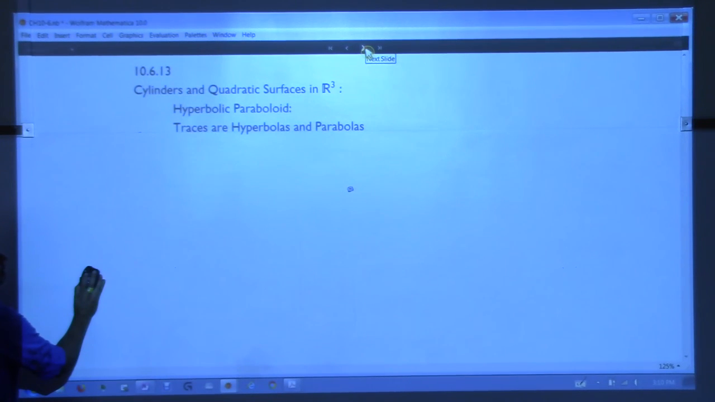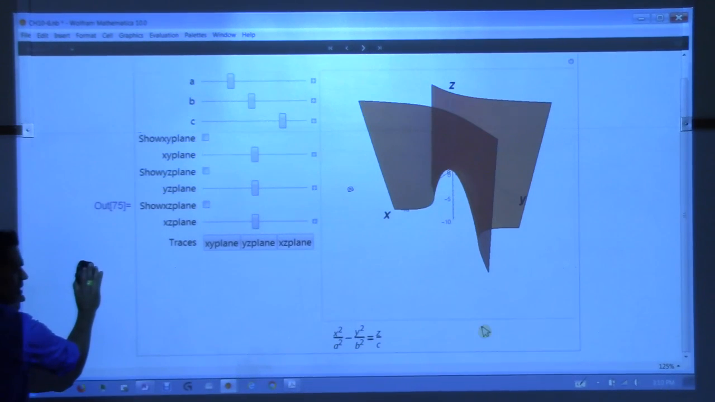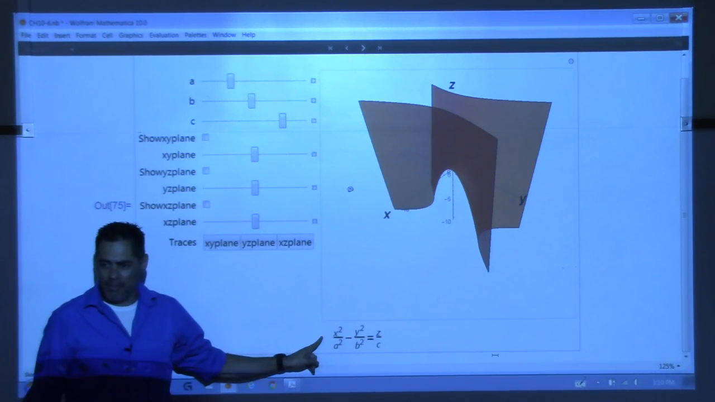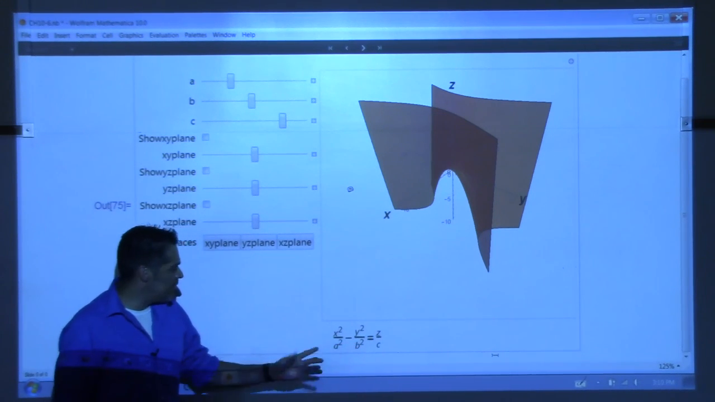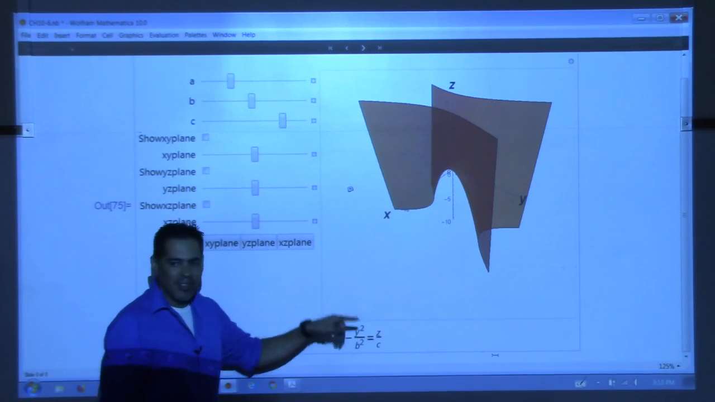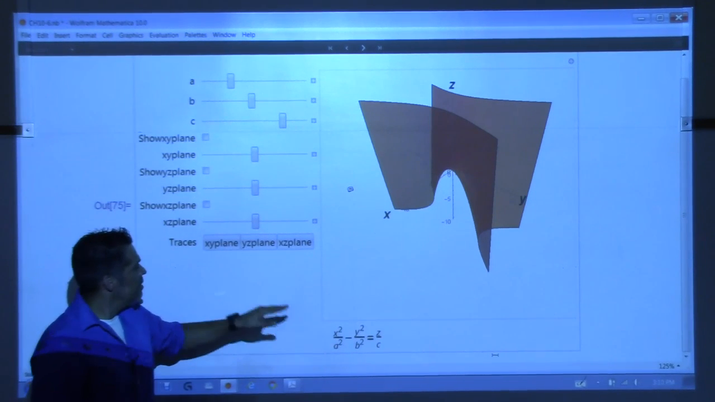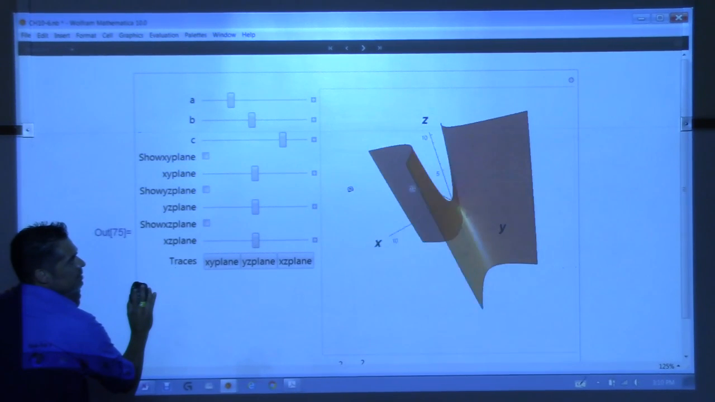Hyperbolic paraboloid. Traces are hyperbolas and parabolas. This is going to be a weird looking shape. There it is. Let's look at the equation first. Doesn't the equation look a lot like the previous one? Two of the variables are squared equals one of the variables not. What's the big difference? There's a minus sign in between those two variables. And that minus sign, just like with hyperbolas, is going to have an effect here. So that's a weird looking shape, isn't it? It's a weird looking shape.